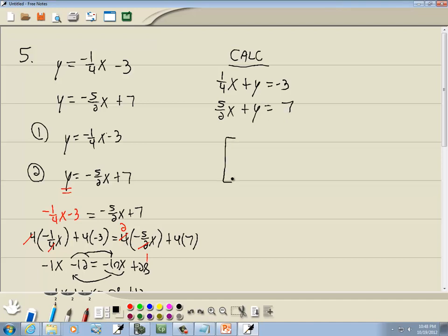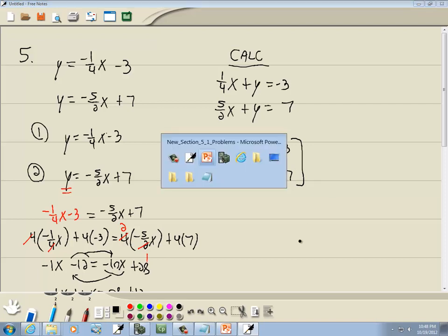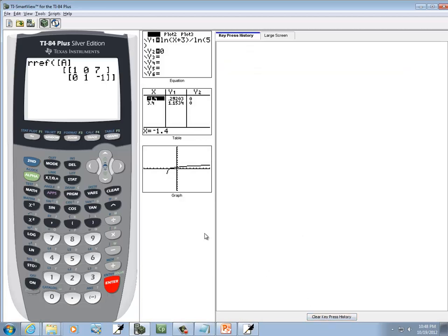Now when we write down our matrix, we want to drop the x's, y's, and equals. So we've got 1/4, 1, negative 3, 5/2, 1, and 7. Now the calculator doesn't care that they're fractions. It handles it just fine, in case you're wondering. So let's go to our calculator and enter this in.